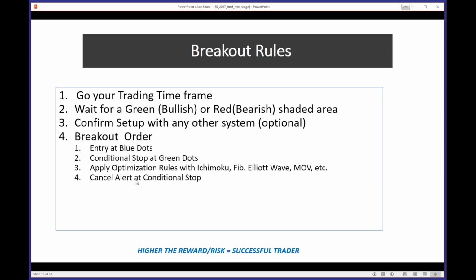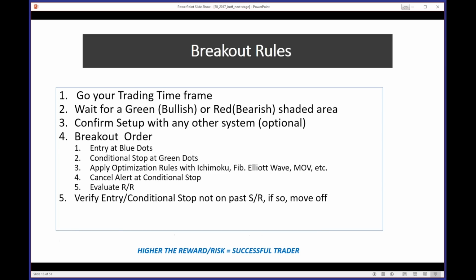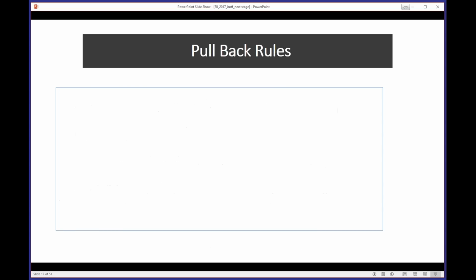You place a cancel alert at the conditional stop, just in case it doesn't get to the entry and decides to reverse. You have that cancel alert to tell you to cancel the trade setup. Once you have all that set up, you evaluate the reward risk to make sure you have the potential to get to a 3-to-1 reward risk ratio. If everything still looks good, then you verify your entry and your conditional stops are not on existing support resistances. If so, you move them off, and then you're ready to sit there and wait for the markets to meet your conditions. If they do, you enter the trade.